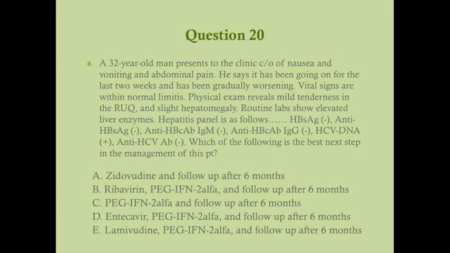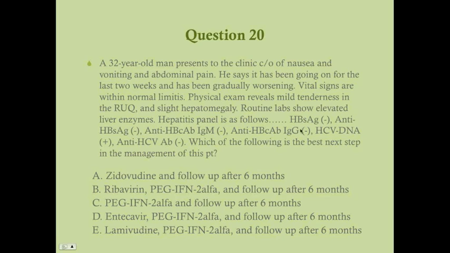Question 20. A 32-year-old man presents to the clinic complaining of nausea and vomiting and abdominal pain. He says it has been going on for the last 2 weeks and has been gradually worsening. Vital signs are within normal limits. Physical exam reveals mild tenderness in the right upper quadrant and slight hepatomegaly. Routine labs show elevated liver enzymes.